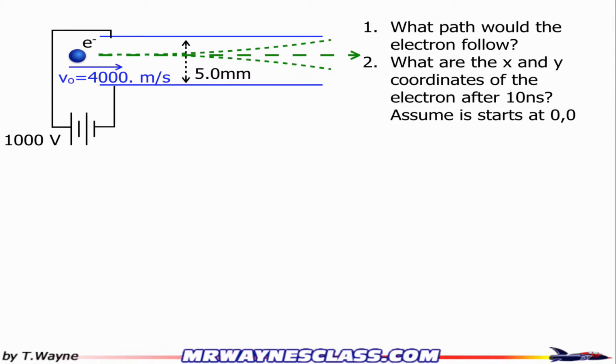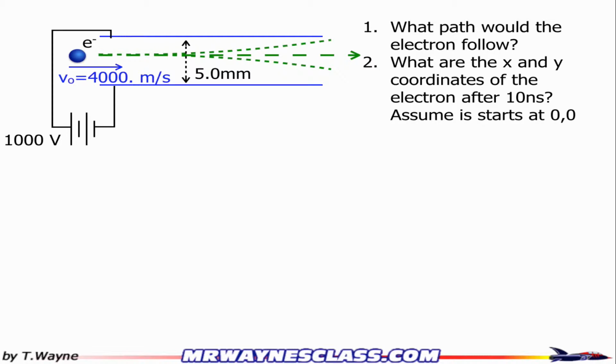This video is an example problem showing you the motion of a charged particle in an electric field and in a gravitational field, one field on top of the other. To begin with, you can see the basic setup. I've got two plates connected to a battery, and the particles can be shot between the plates at 4,000 meters per second, and the plates are 5 millimeters apart, and it's an electron because it says e minus.